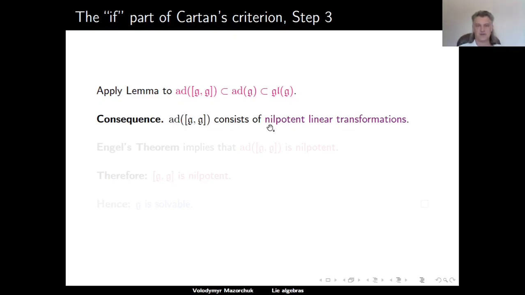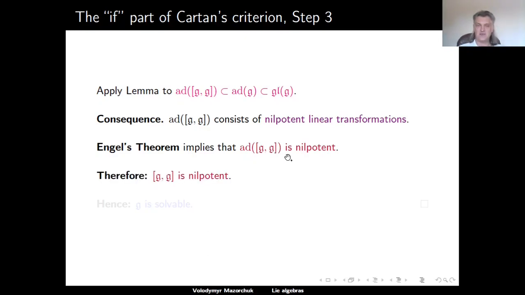Using Engel's theorem, we now can deduce that the image under the adjoint representation of G of the derived algebra of G is a nilpotent Lie algebra. So this algebra is obtained from the derived algebra by factoring out a part of the center. Since any Lie algebra is nilpotent if and only if its quotient by the center is nilpotent, we can deduce from this that the derived Lie algebra of G is a nilpotent Lie algebra.